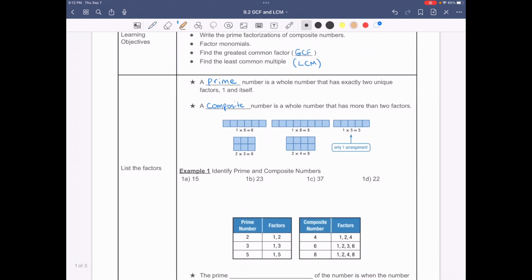For example, 6 is composite because you can get 6 by multiplying 1 and 6, but also by multiplying 2 and 3. Then 8 is composite as well because you can multiply 2 and 4 to get 8, and 1 and 8 to get 8. But 5 is prime because the only way you can make 5 is by multiplying 5 and 1. So this one is prime, and these two are composite.